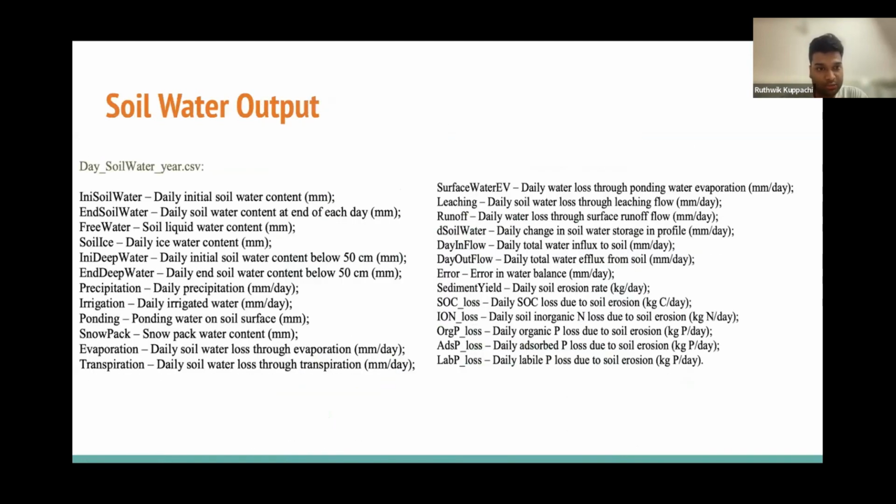And this is about the water, everything about the precipitation, irrigation rates. If you're interested in more of the hydrological aspects, this is something that's useful.